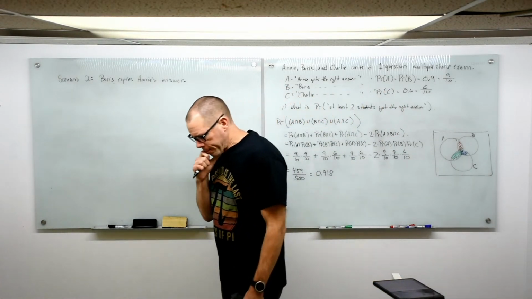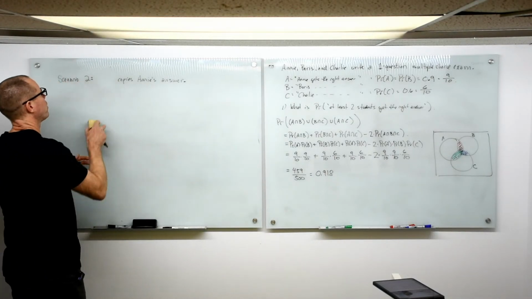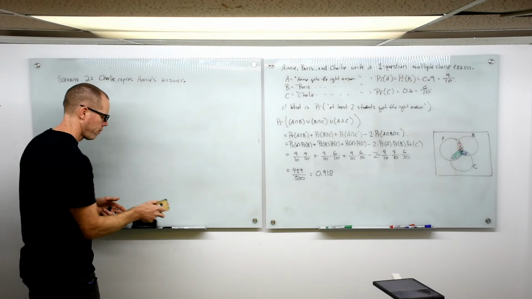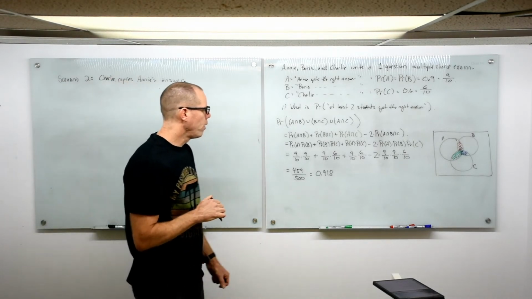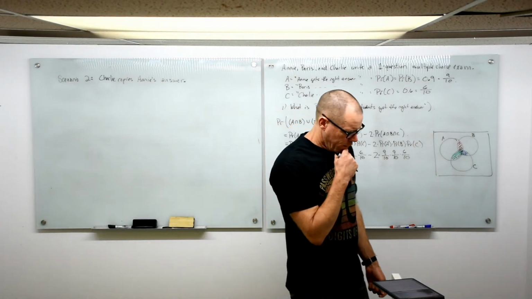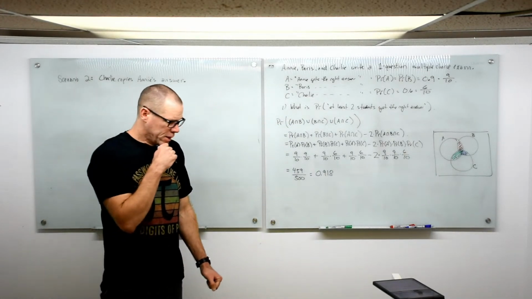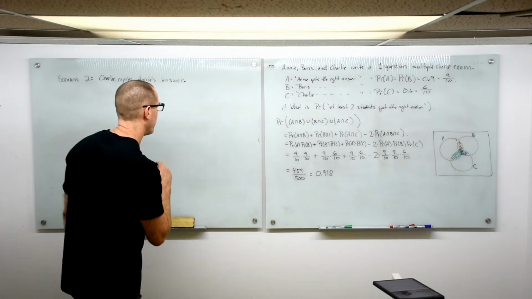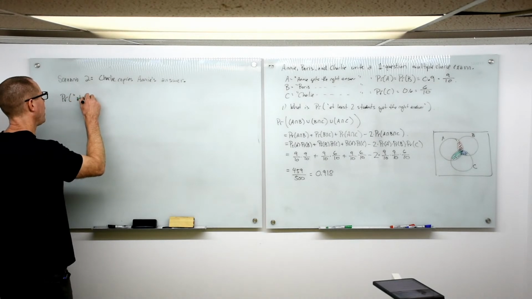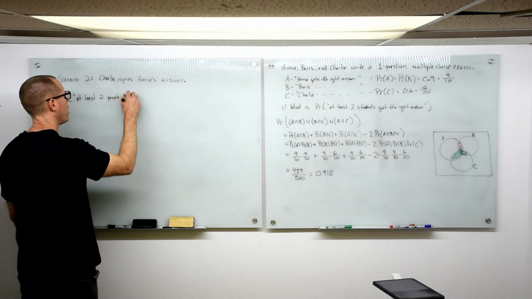So what happens then? Charlie copies Annie's answer. Charlie's the less clever of the three. So what happens there? Well, we think about this for a little bit. The event that I'm interested in is still, what is the probability that at least 2 people get the right answer?